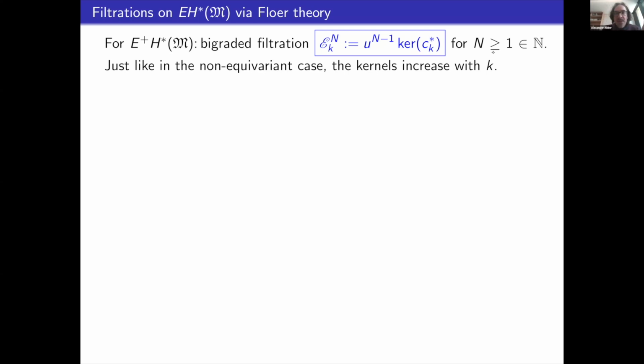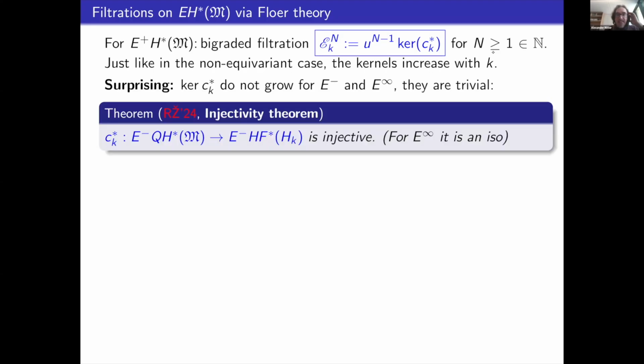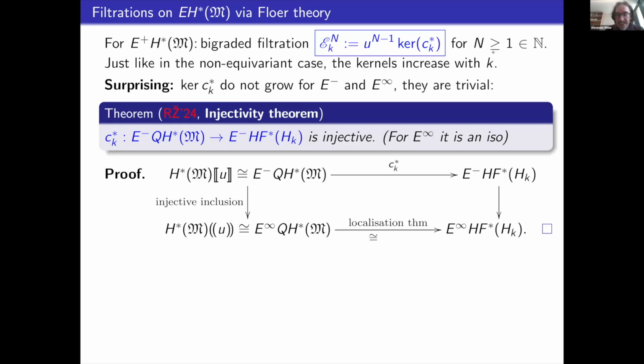Now the interesting thing happens with the E minus theory, the usual Borel version, and the E infinity version. This caught us by surprise, because we thought these kernels would also grow in some complicated way. But in reality, the kernels don't grow at all. What happens is that the continuation maps suddenly all become injective. So that means these Floer cohomologies are growing more and more, and we're always getting new classes added to our original cohomology. And this, from the work we've done before, is not too difficult to prove now. We're going to look at this diagram.